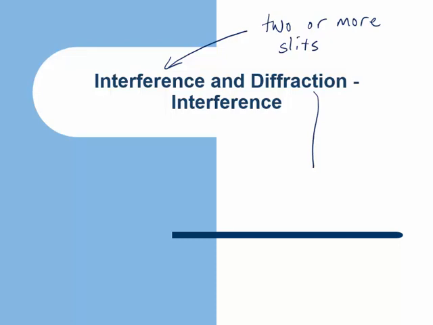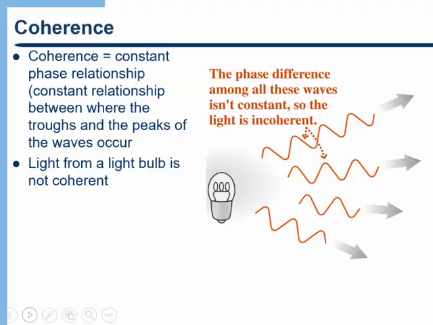Diffraction, on the other hand, occurs for one or more slits. So if we put light through multiple small openings, we're going to get both interference and diffraction. In this video, we're going to start to talk about interference. Before we can talk about interference and diffraction, we have to talk a little bit more about some properties of light.